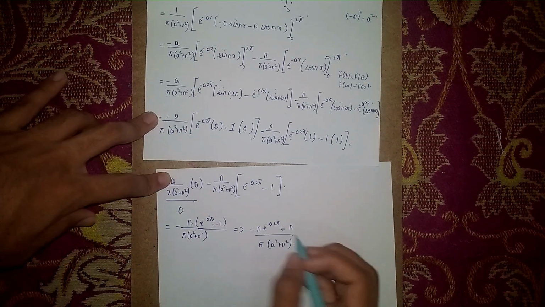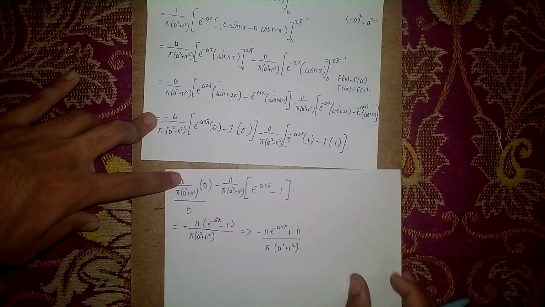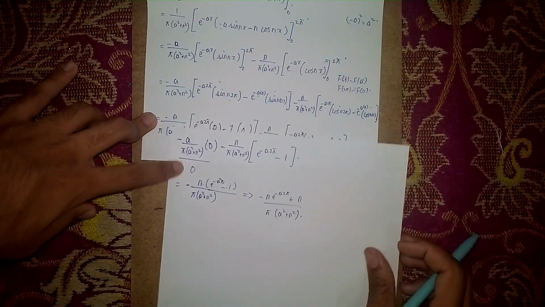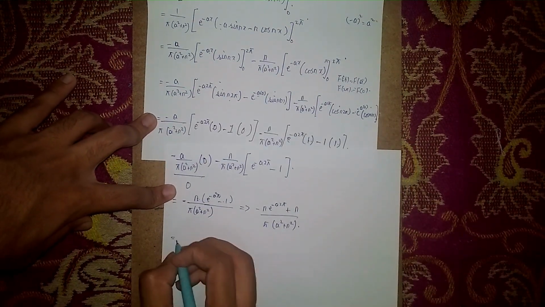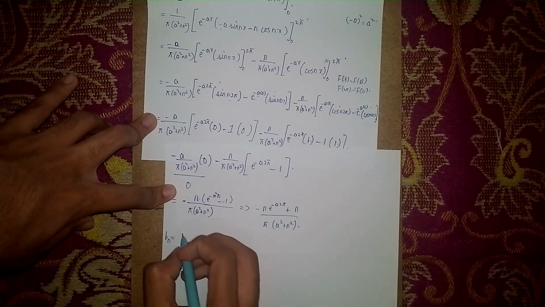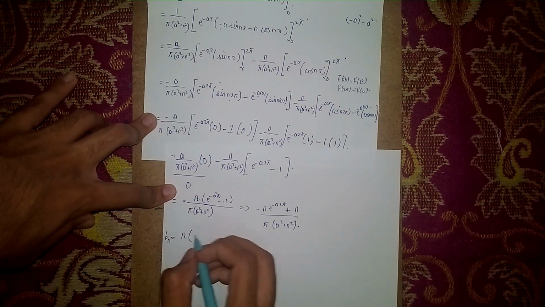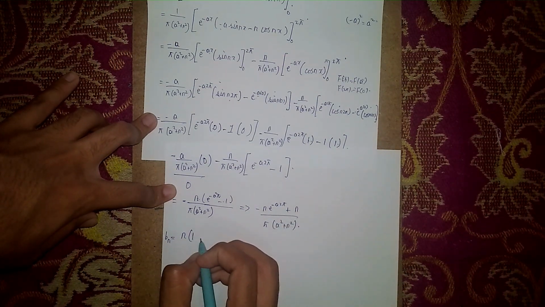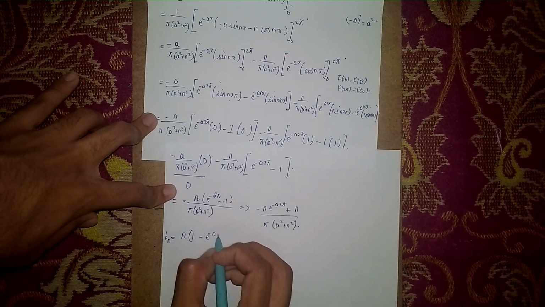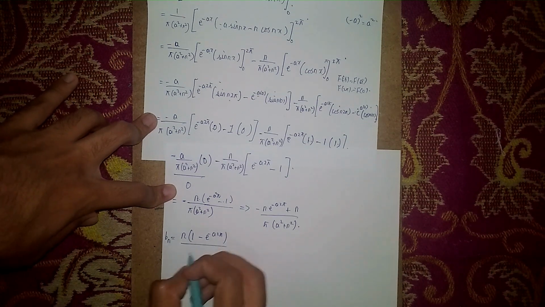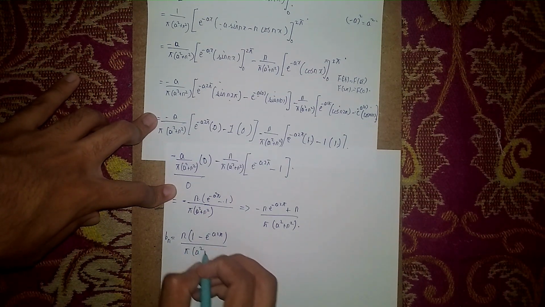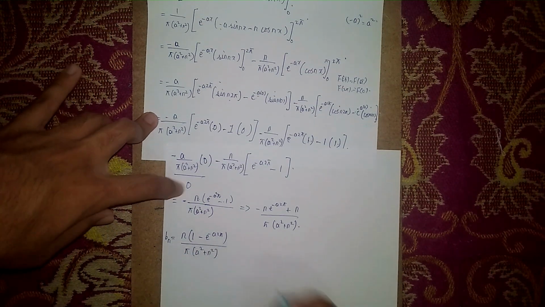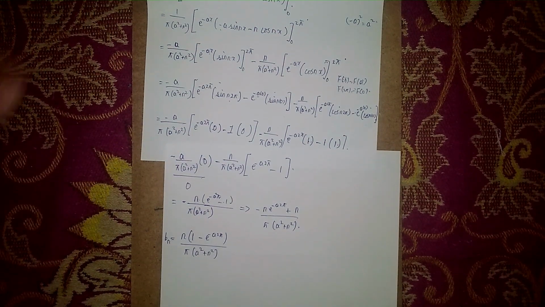Now what we'll do, same as in a naught and an, where I took a common, here I'll take n common. So our bn value, bn is equal to n into, I'll take the first positive term first, then the negative term. n into 1 minus e power minus a 2 pi, by pi into a square plus n square. Now we have completed our third step.